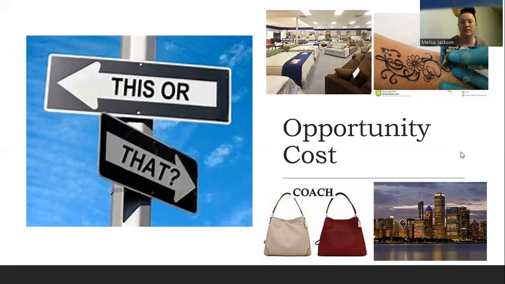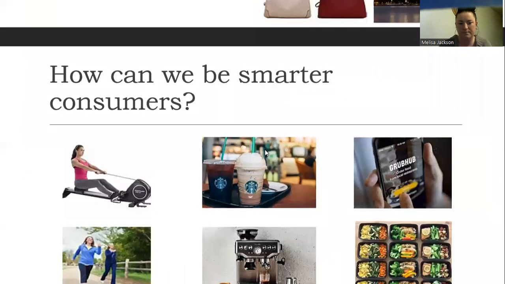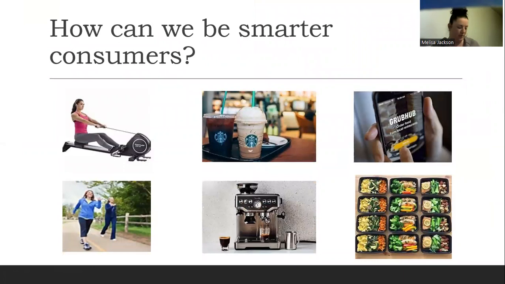Opportunity cost is exactly what it sounds like. You're spending this, you won't be able to spend it on that. You have a certain amount of fixed money, you won't be able to spend it on both things. You have to decide what you're going to spend your money on. And so here's just a couple of my personal experiences. How can we be smarter consumers?